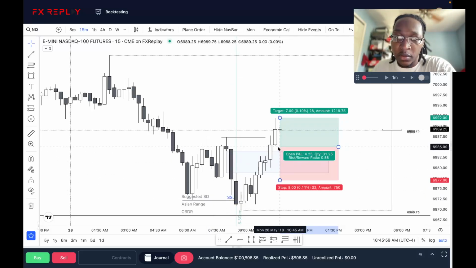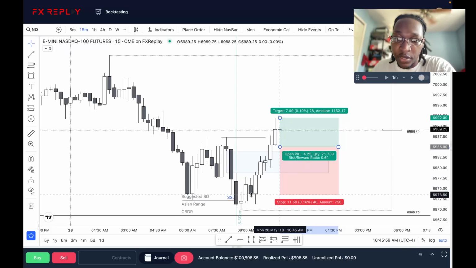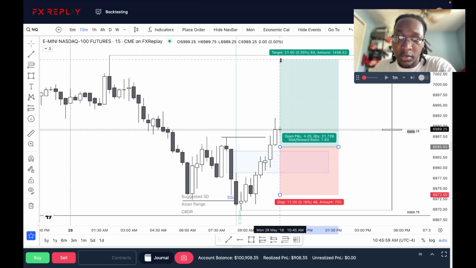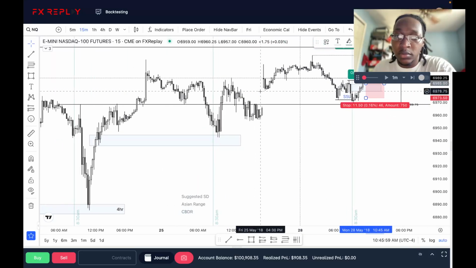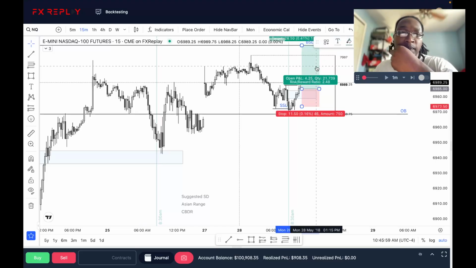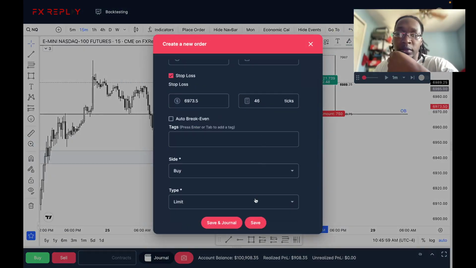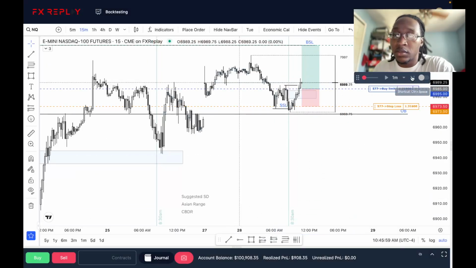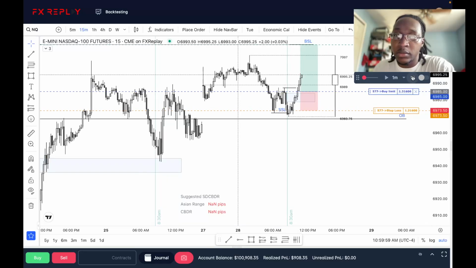So putting up my stop here, and then stops below this down candle here, targeting 1 to 2, and ultimately the buy side up here is what I'm looking at. So we'll place this order, save, see what we're able to do. Price starts pushing higher. May not get an entry.